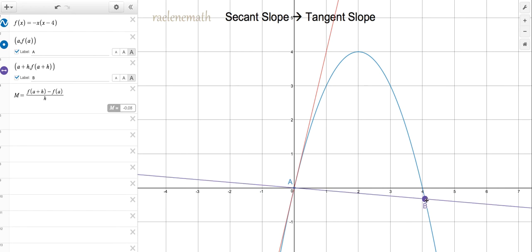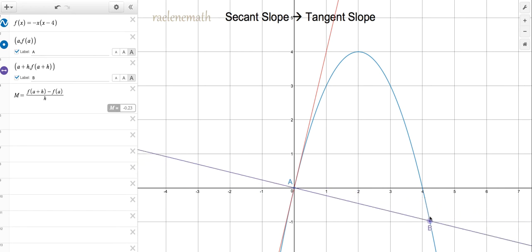So in particular, if I take point B down here, the purple secant line has a negative slope, which is not a very good approximation to the red tangent slope. I can also see that the slope of the purple secant line is negative 0.23 because I have a delta y over delta x calculator for the given points A and B as they're labeled. So if I start to drag that point B around, for example, to the other x-intercept of the parabola, I have a horizontal line and my slope is 0, if I can get it exactly on the x-intercept.